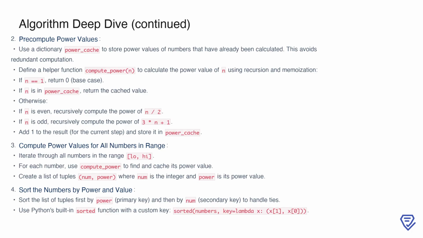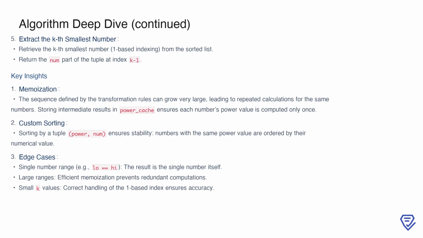Finally, we sort this list of tuples based on two criteria: first by power value, and if there are ties, by the numerical value of the numbers. Python's sorted function with a custom key makes this step straightforward. After sorting the numbers by their power values, we can easily retrieve the kth smallest number.